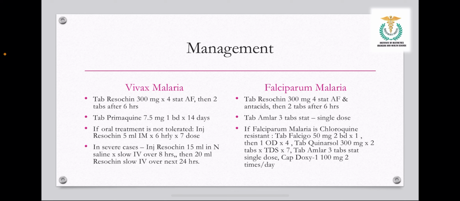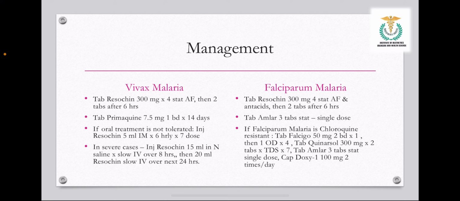And if the falciparum malaria is chloroquine resistant, for example, if fever does not reduce within 2 to 3 days of the above treatment, or if the area is endemic for chloroquine resistant malaria, then add 2 of the following drugs. That is tab Falcigo 50 mg 2 bd for 1 day and then 1 OD for 4 days, or you can advise capsule Larithar 40 mg 1 bd for 1 day and then 1 OD for 4 days. This is the one thing you can do.